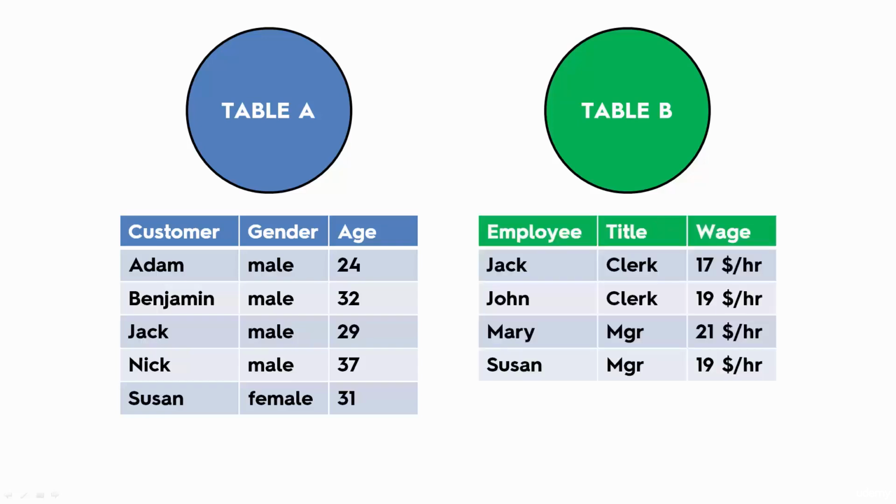Now, if we go to table B, it's a table of employees of a certain store, of our store, basically. So it's got the employee name, the title, and the wage. And so what we're going to try and do is find out which of our customers are also our employees. So basically, where do we have matching rows in these two tables? And how are we going to do that? Well, if we look at the tables, we can see right away that Jack and Susan both appear in the customer and in the employee tables. So how do we do this from an SQL perspective, or basically from a joining perspective?